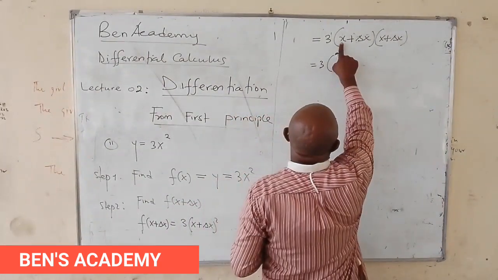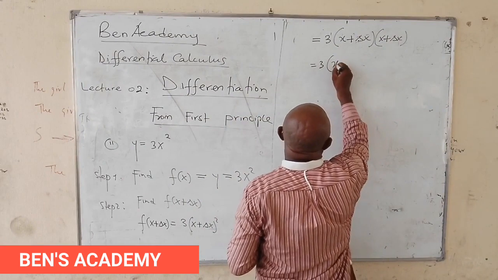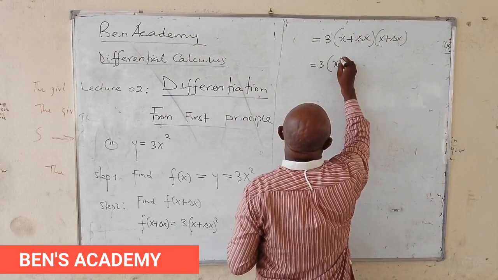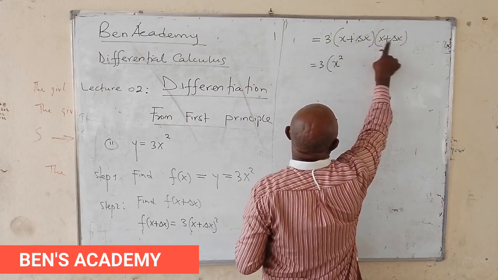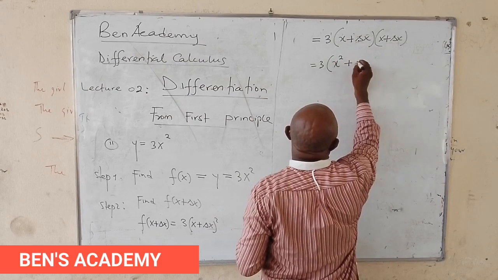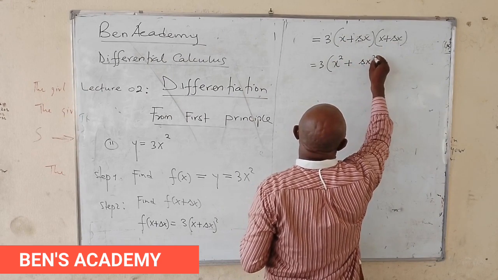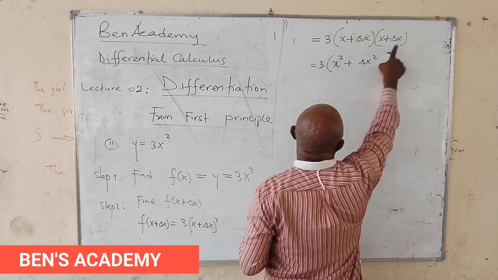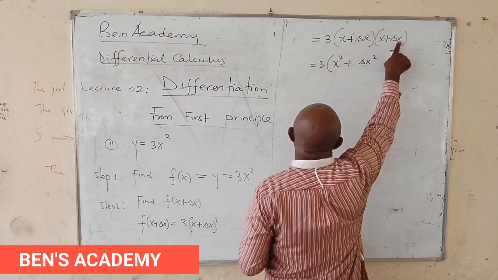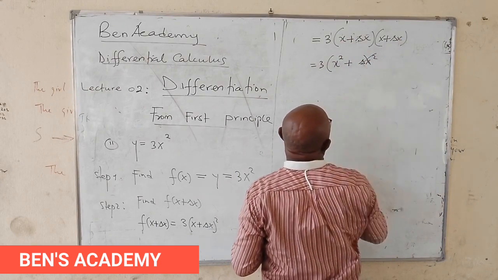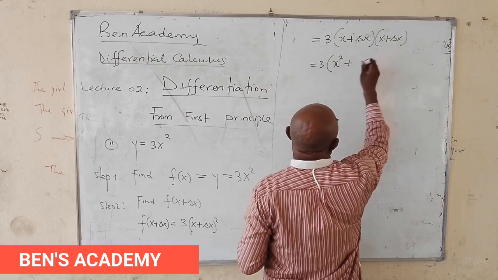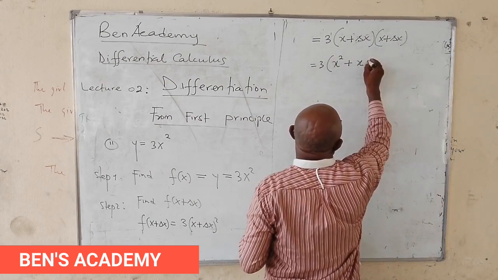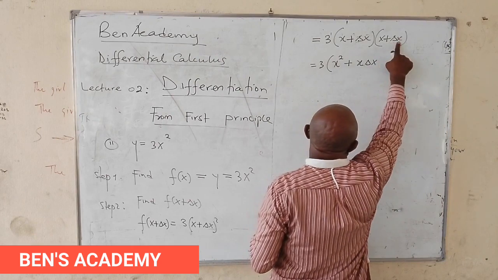If we times, x times x is what? x squared. x times change in x is not change in x all squared. Take note, some students make that mistake of timesing this x by this x. No, it's wrong. This is completely wrong. The right thing is you write this x first and then write change in x, because this is another quantity.